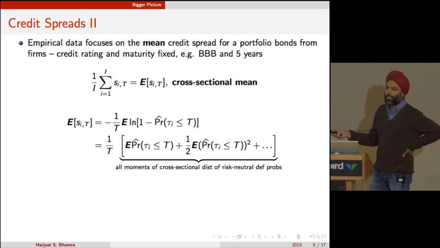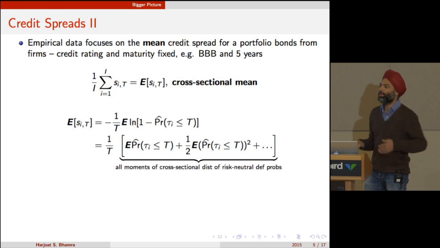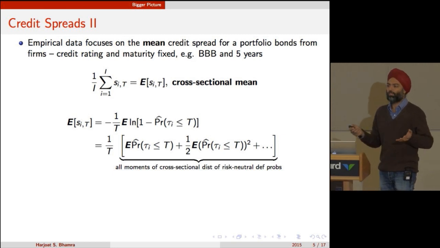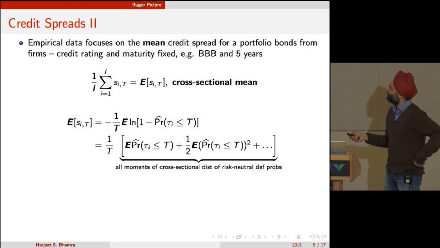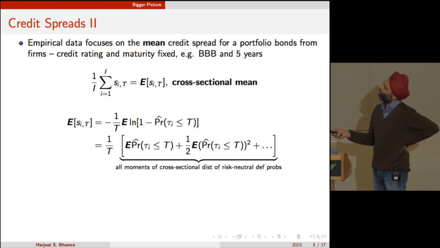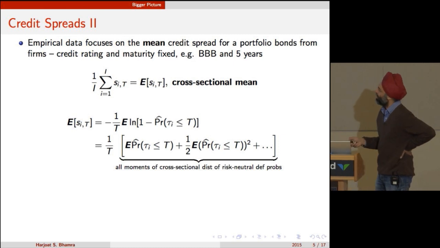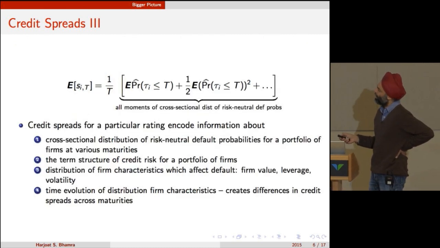And then you can see very nicely that this cross-sectional average, which is what is reported in the data, basically the average spread across, say, all triple B bonds of a particular maturity, is related to the cross-sectional average of the risk-neutral default probabilities, but also the cross-sectional average of the square, and then the cube, and so on. So all the moments of the cross-sectional distribution of risk-neutral default probabilities matter for this cross-sectional spread in the data. You can see it very clearly here. So you might think, well, so what? Well, I'll get to that.